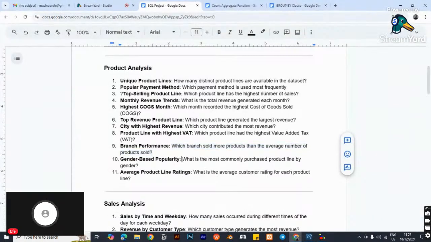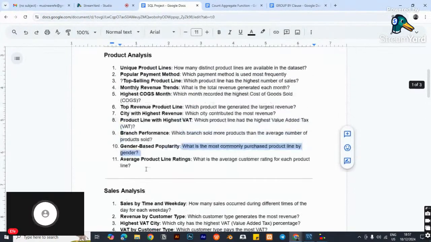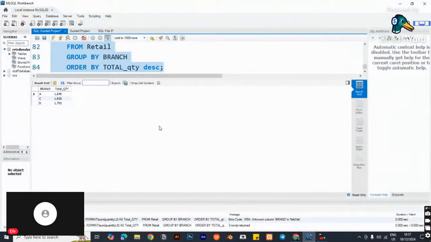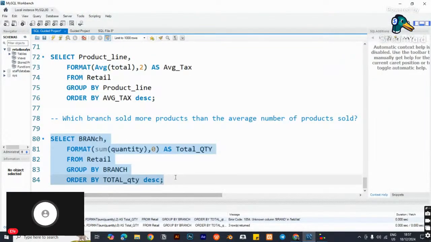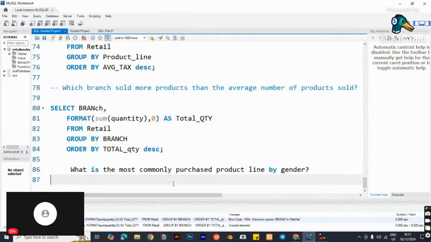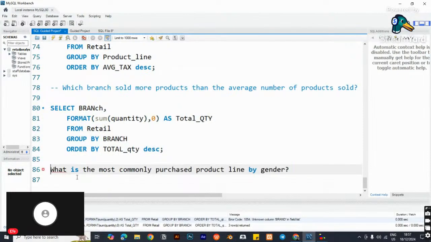So gender-based popularity is the same thing. What is the most commonly purchased product by gender? This is almost like customer analysis anyway, but you can still see it here. So who is interacting with our product, customer behavior, all right? Is it the female gender? Is it the male gender? So how do we do that? Okay, so we'll copy this.